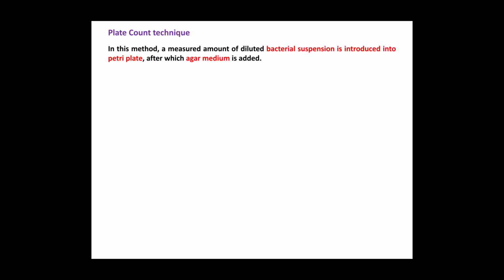The next method is plate count technique. In this method, a measured amount of diluted bacterial suspension is introduced into a Petri plate, after which agar medium is added. Initially, the Petri plate is taken and the bacterial suspension is directly added into it. After that, the agar medium in liquid form is added into that Petri plate, and then both, that is suspension and medium, are mixed together by rotating the plate.